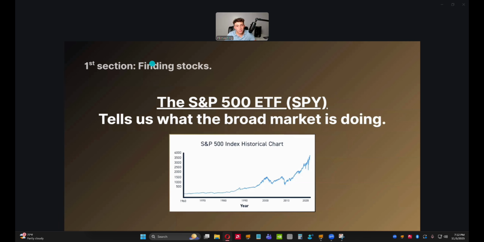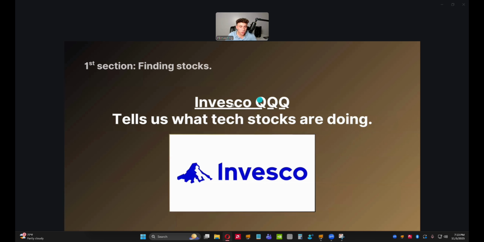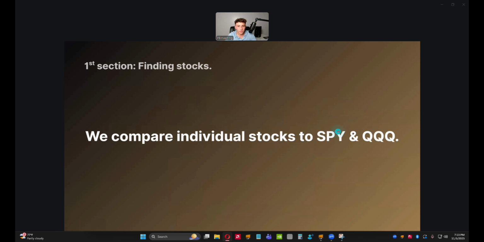So, step number one for my strategy is every single day I look at SPY. SPY tells us what the broad market's doing. If SPY is green, that tells us today is a green day in the market. If SPY is red, it tells us today is going to be a bearish day. Same with QQQ, but QQQ tells us what tech stocks are doing. If QQQ is green, then we know our tech stocks like NVIDIA, AMD are going to be green. If it's red, then they could be red. So first things first, every day you look at SPY and QQQ.